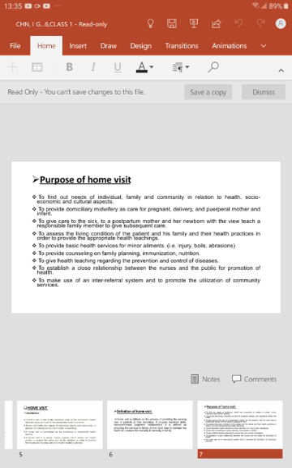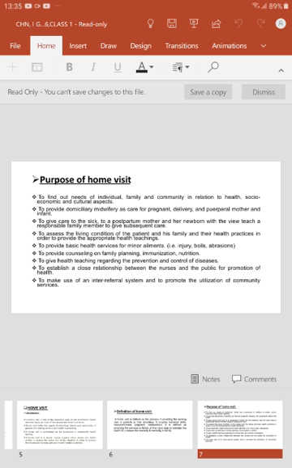Second one is to provide domiciliary midwifery care: care of pregnant ladies, delivery time, and preparing the mother and the infant. A gynec nurse or midwifery nurse visiting a particular locality can give antenatal care, that is pregnant lady care, then delivery care, and after the delivery also we can give care to the mother as well as the baby. So it's also one of the purposes of the home visit.